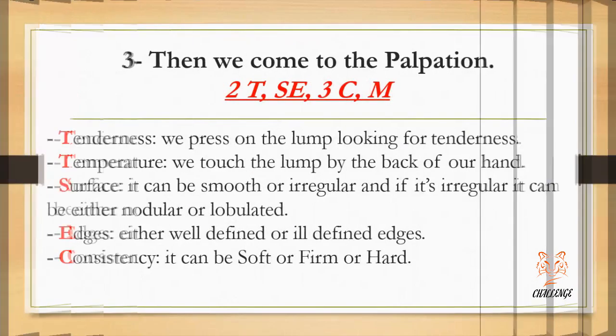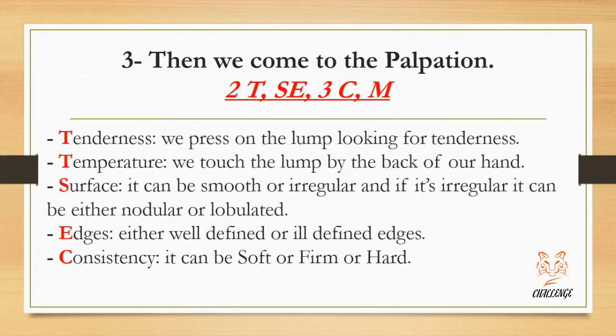Then we come to palpation. We apply the following mnemonics, which is 2 T's, SE, 3 C's, and M. So the first T stands for tenderness. We press on the lump and look for tenderness. You should look here at the face of the patient. Temperature, the second T stands for temperature.